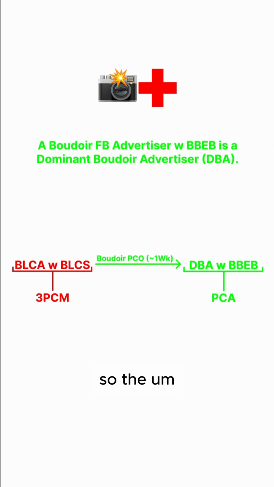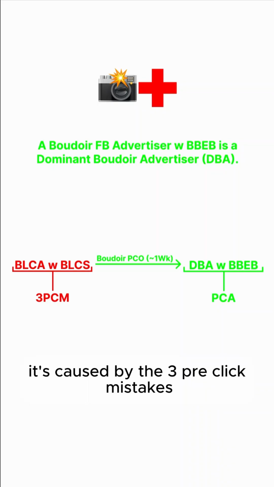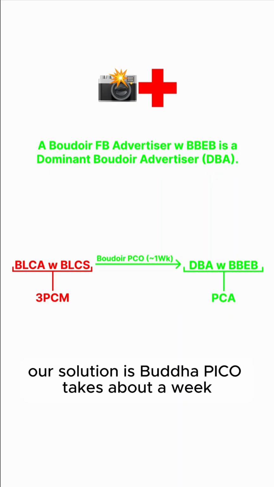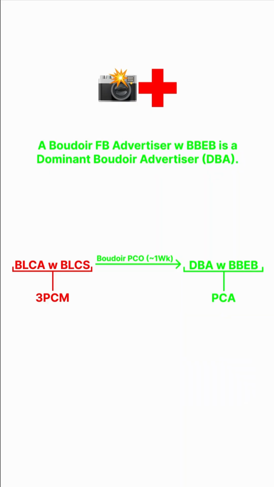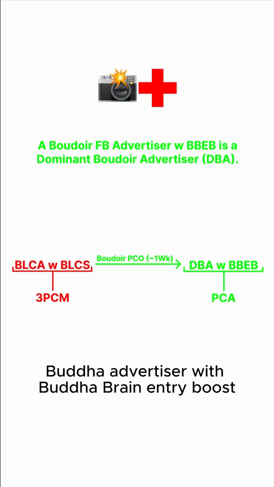So our universe here is a BLCA with BLCS. It's caused by the 3 pre-click mistakes. Our solution is Boudoir Pico, takes about a week, and we achieve pre-click alignment, and we become a DBA, a dominant Boudoir advertiser with Boudoir brain entry boost.